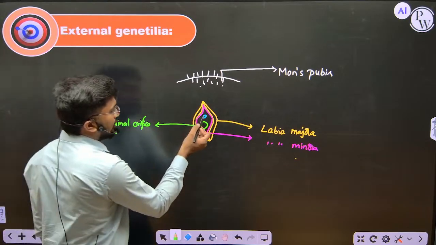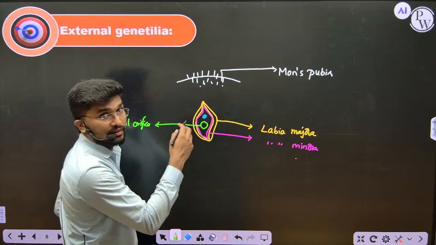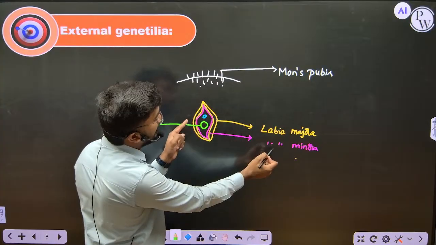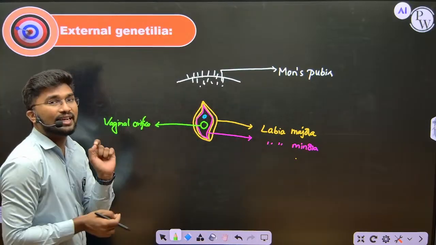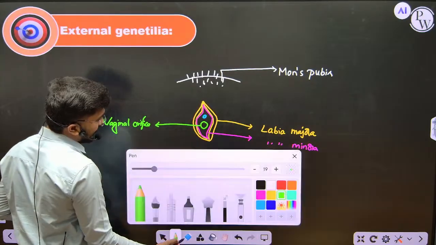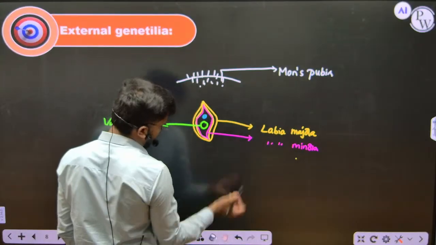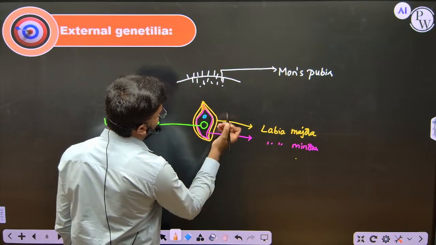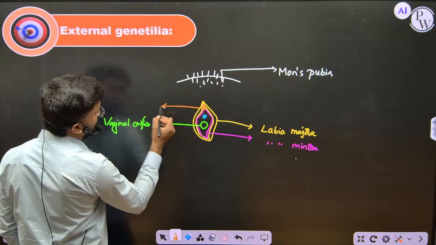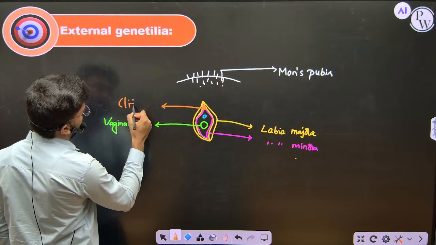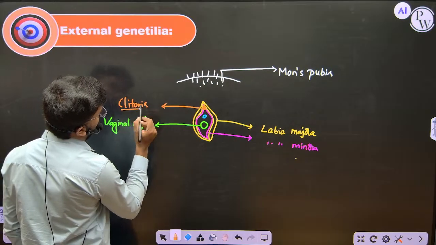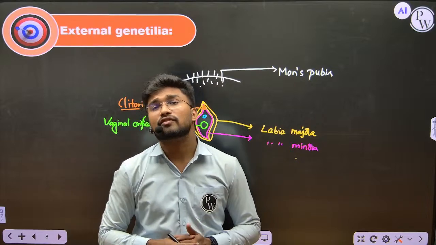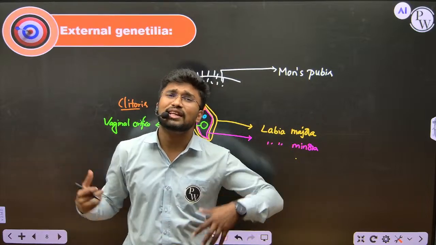Here, at the upper junction of the labia minora, a very important point, there is a tiny finger-like structure. They call it the clitoris. This finger-like structure is present here. This is called what? Clitoris. Are we clear? Sometimes they will ask which of the following is homologous to the penis of the male. The answer is clitoris. Why is it homologous?